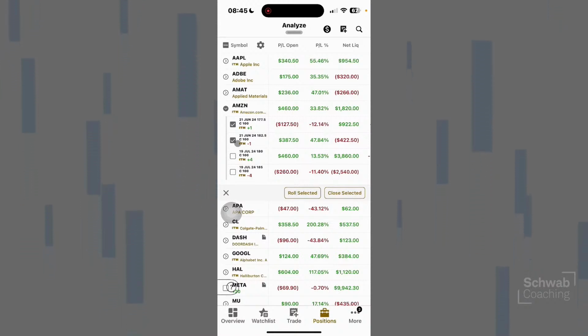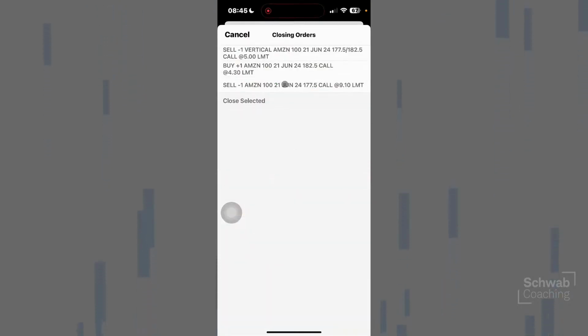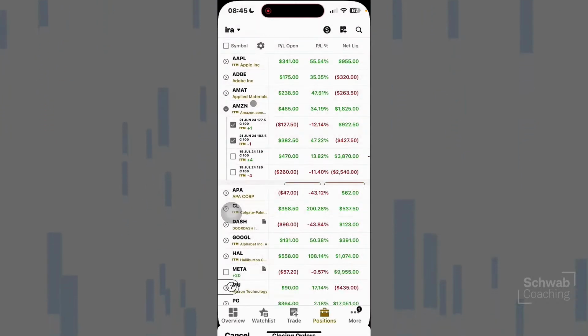How do you close it? Well, just go down and click on close selected. If we click on where it says close selected, it gives us an option, and the option we're really going to be using in this case is the top line. The other line is if we just want to get out of one side of the position. We want to get out of the vertical, so we click on that and then click on close selected. That's really not that bad.